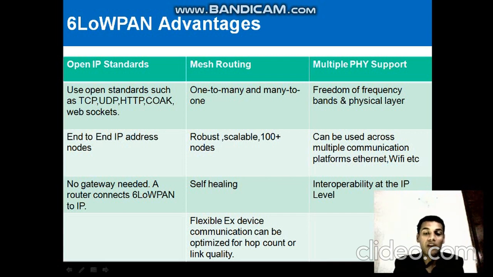Secondly, mesh routing enables the network to be more robust with large size because more nodes can talk to one another. The network is self-healing and performance can be optimized for either hop count or link quality, if a transmission path between two nodes is broken. Thirdly, 6LoWPAN supports multiple physical layers as well as frequency bands.